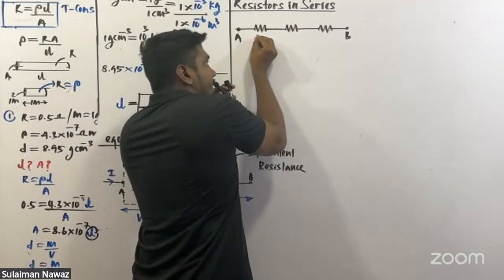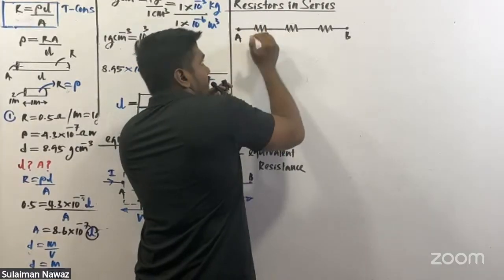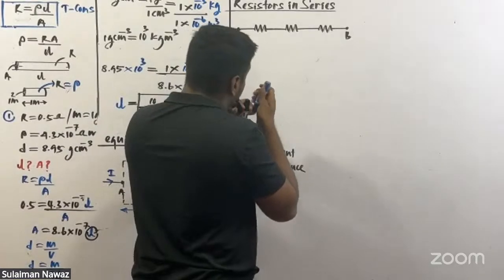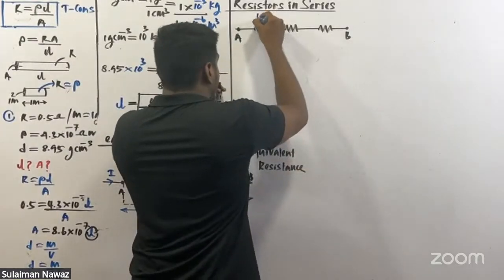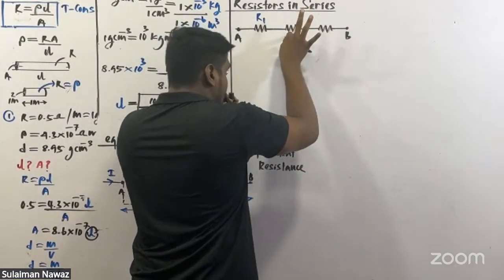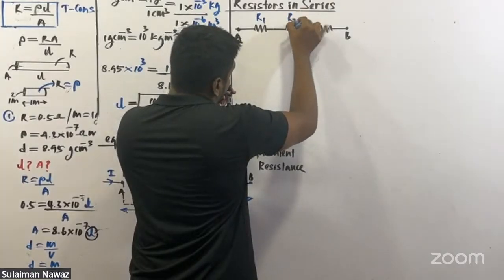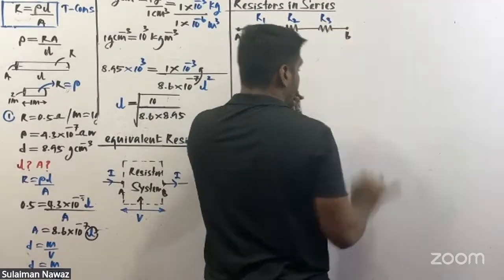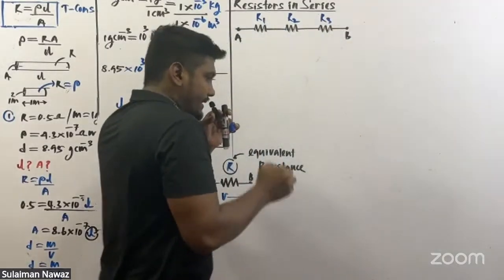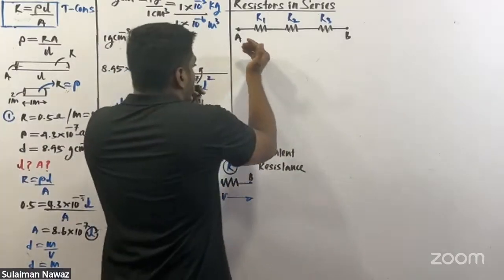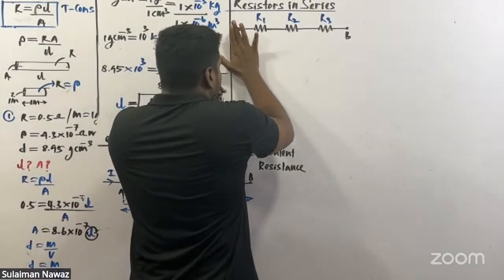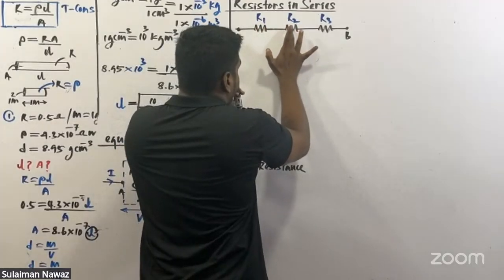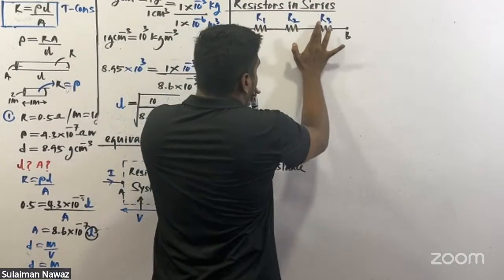And when you measure the resistance of this resistor, that is capital R1. Resistance of resistor R2. This one is going to be R3 resistance, right? Now remember, this is a kind of conductive wire, right?